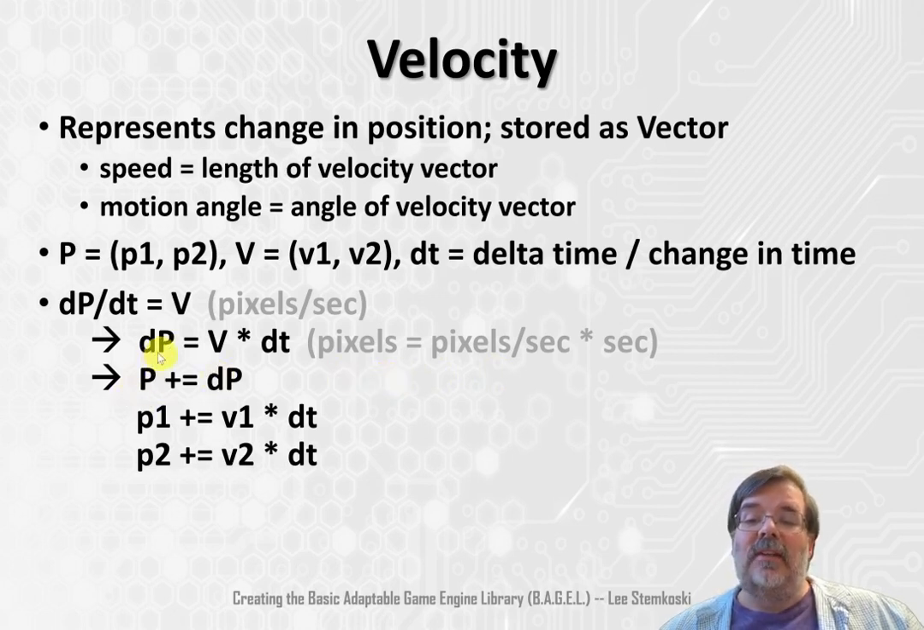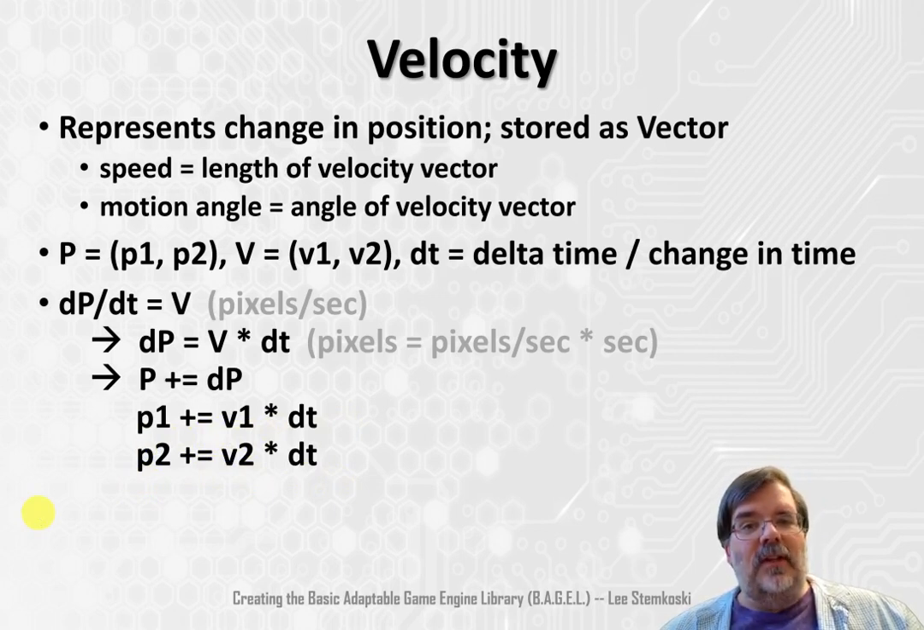Then, once we calculate the change in position, what we need to do is increment the position by that change. And to see how that would work in code, basically we'll take each component of position and add or increment it by the velocity multiplied by dt. So p1 plus equals v1 times dt, and p2 plus equals v2 times dt. And that's how the velocity calculations will go.